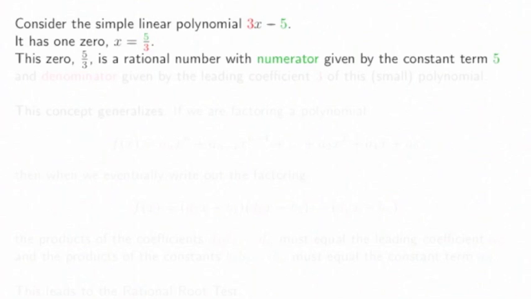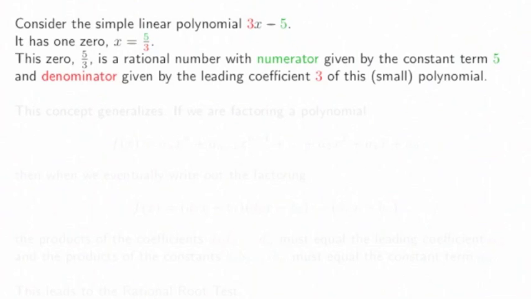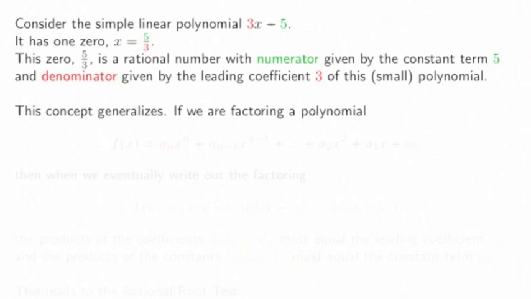Consider the simple linear polynomial, the degree 1 polynomial, 3x minus 5. It has one root, x equals 5 divided by 3. This zero, 5/3, is a rational number. Where did the integers 5 and 3 come from? The numerator is given by the constant term, and the denominator, 3, is given by the leading coefficient of the polynomial.